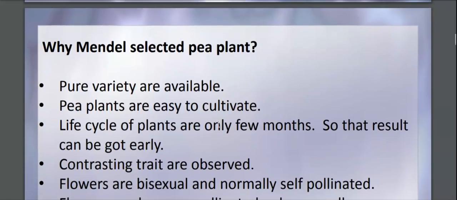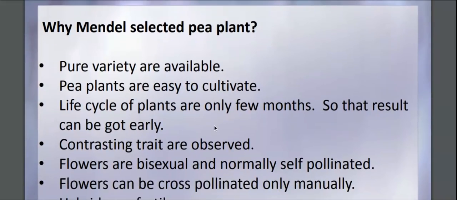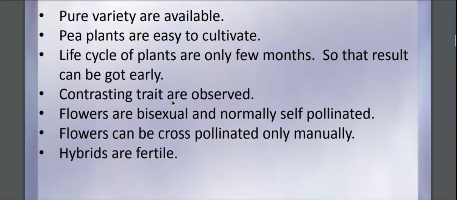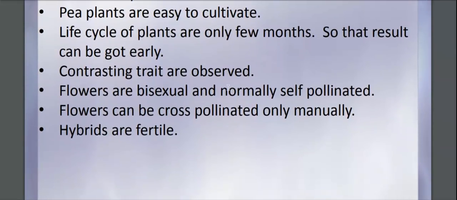Then this is important. You can get a question asking you why Mendel specifically chose the pea plant. He had various reasons. The first reason is that pure varieties of pea plants are available. Pea plants are very easy to cultivate. The life cycle of the plants is only a few months. Contrasting traits are observed. As you saw, he got 7 traits, and each of the traits had contrasting forms.